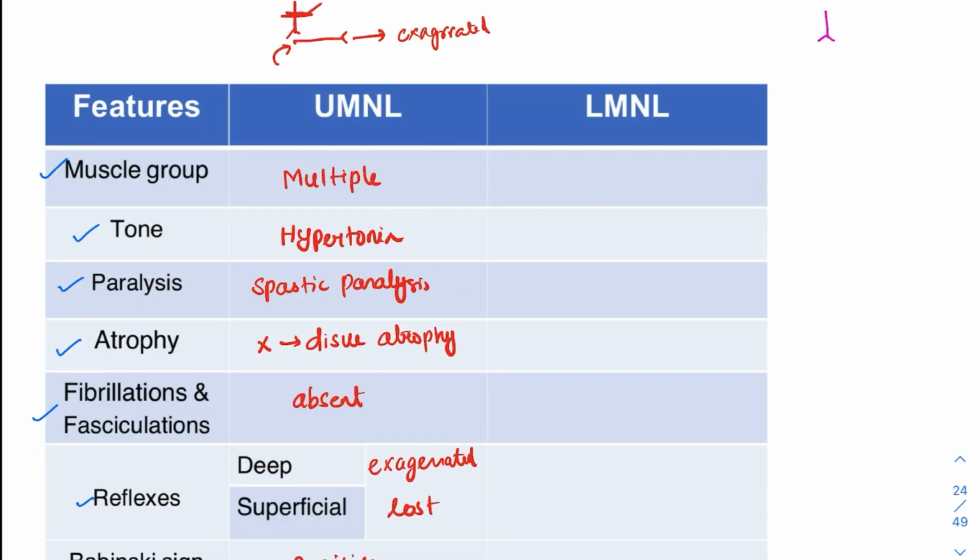All these features are completely opposite on the other side. Now let's talk about the lower motor neuron. The upper motor is intact now. Now the lower motor is coming like this. The lower motor is cut here. The muscle is here. So what will happen? The muscle is not innervated at all.